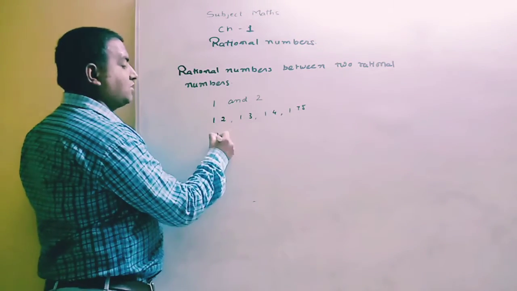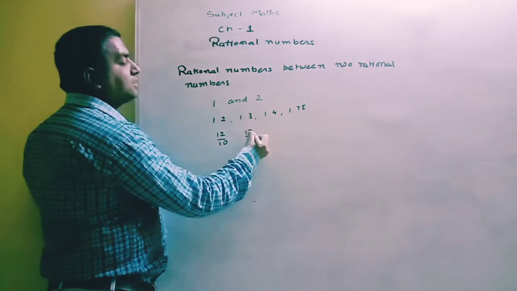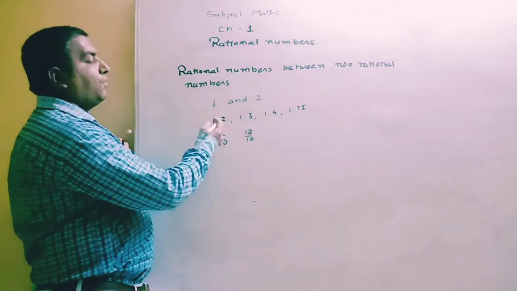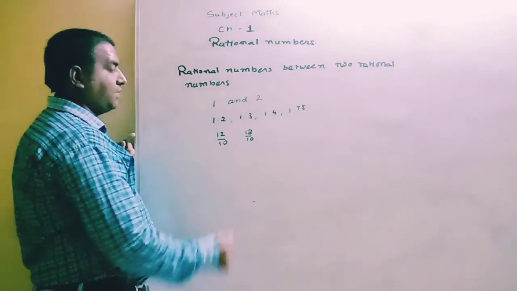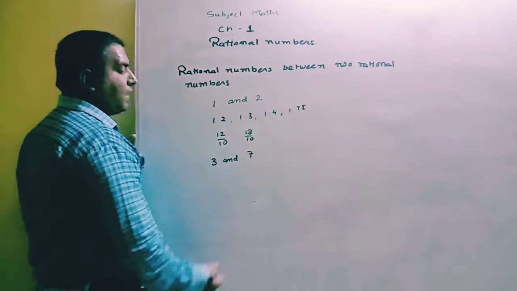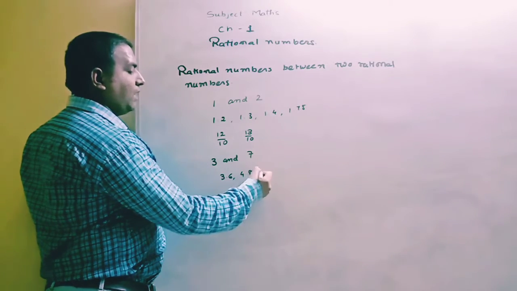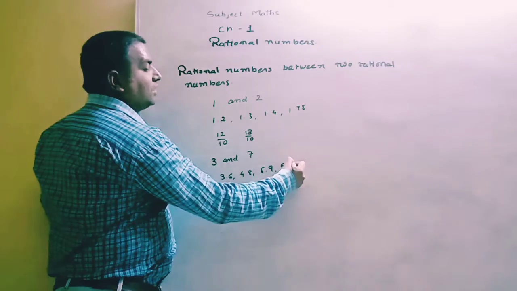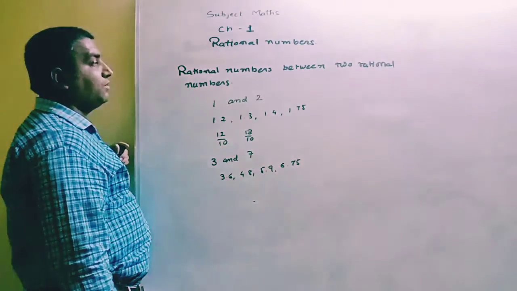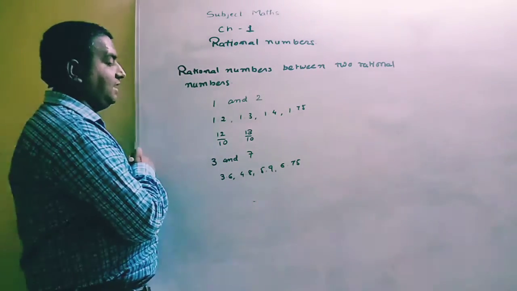Any of these we can write, because 12 by 10 is in fraction format only, and 13 by 10 is a fraction. So we can write so many numbers between 1 and 2, like 1.2, 1.3, 1.4, 1.7. Suppose someone asks for 5 numbers between 3 and 7. You can write 3.6, 4.8, 5.9, 6.75. Any numbers we can write, and they are rational numbers. But these are given as complete integers, so we can do it very easily.